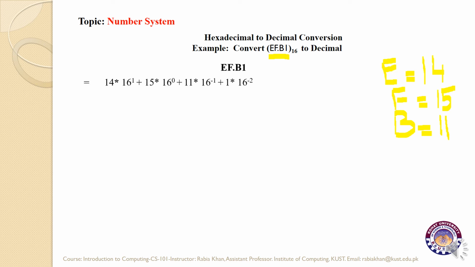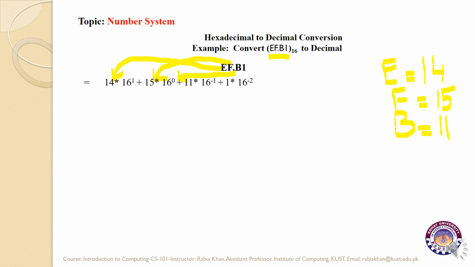The given number is EF.B1. This is how we multiply every digit. First digit in the integer part is F. F is equal to 15. So 15 is multiplied by 16 and its power of 16 starts from 0. Next digit is E, and E is equal to 14. 14 is multiplied by 16. The power of 16 is 1. The decimal point is replaced with a plus symbol.